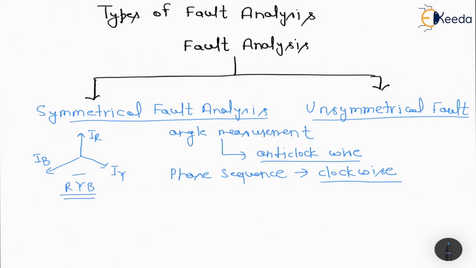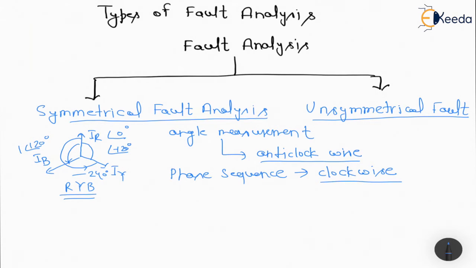Now, coming to the symmetricity. If angle measurement is done anti-clockwise, and if we take R phase as reference, this could be considered as 0 degree, and we know that the angle measurement is done anti-clockwise. Anti-clockwise means this way. So this will be an angle of 120 degree, and this Y angle will be 120 and 120, that would be 240, or we can also say minus 120 degree.